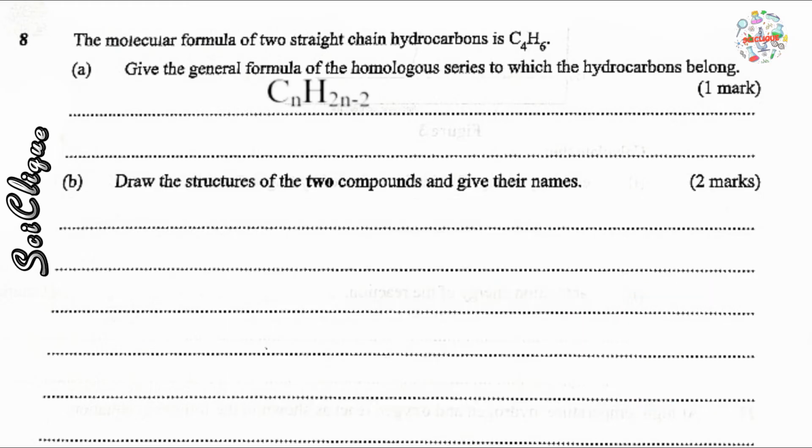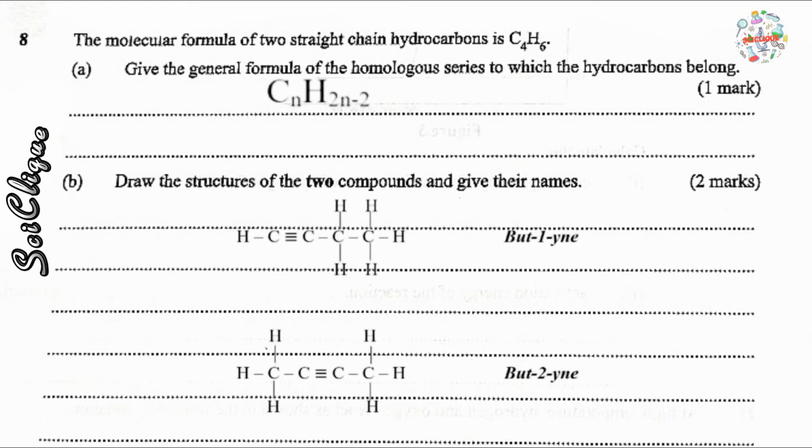Part B: draw the structures of the 2 compounds and give their names. And those are the structures. Our hydrocarbon has 4 carbon atoms, and it's also an alkyne. So what is its name going to be? It's going to be butane. In this case, we are being asked to draw the structures of 2 isomers. Why do I say that these are isomers? It's because they have the same molecular formula, but they end up having different structures.